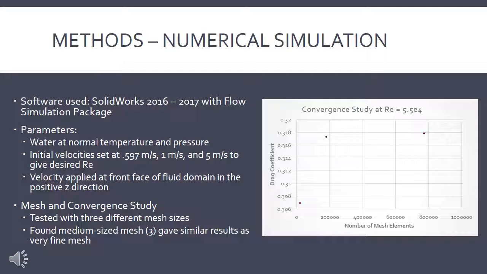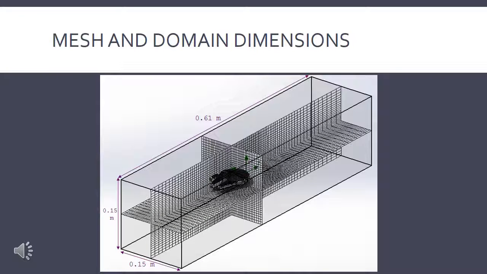For our convergence study, we ran the simulation with the smallest velocity at three different meshes: coarse, medium, and fine. Since the result converged at the medium mesh as shown in the plot, we chose to use it for our analysis. Here's a picture of the medium mesh we used and the fluid domain. The velocity of the fluid entered at the front of the fluid domain and continued in the positive z direction over the Millennium Falcon.